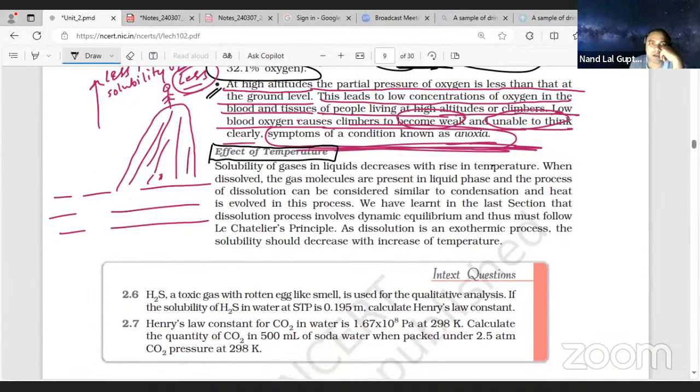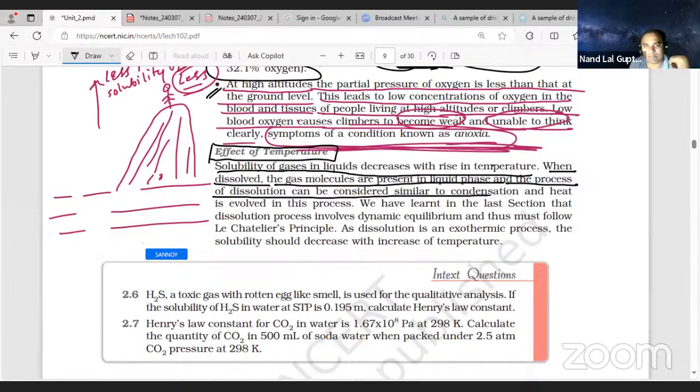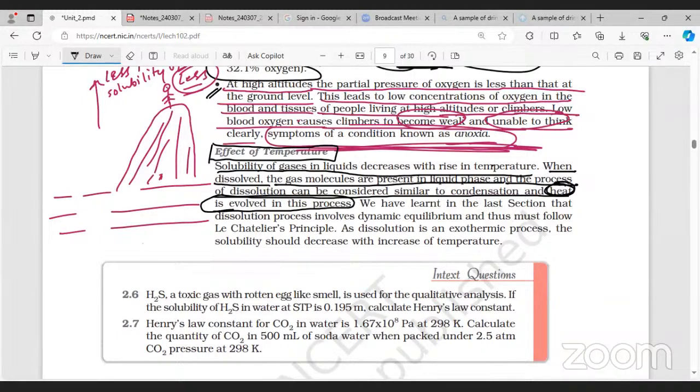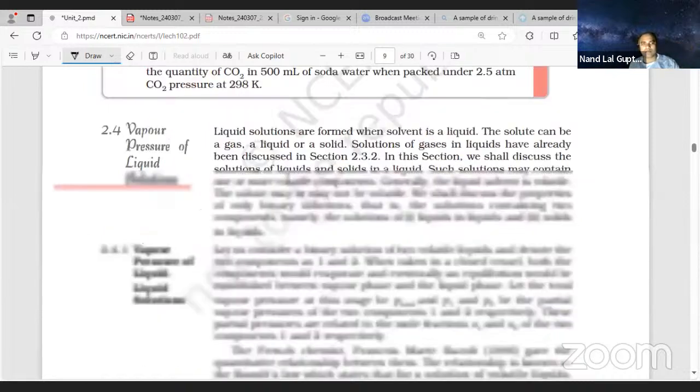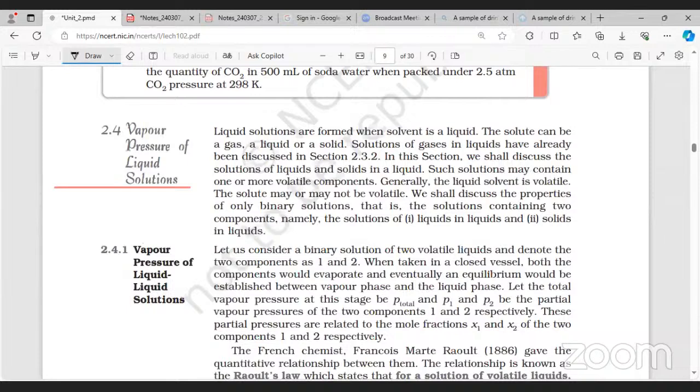So here is the effect of temperature. Once more you read here. Solubility of gas in liquid decreases with rise in temperature. When dissolved, the gas molecules are present in liquid phase, and the process of dissolution can be considered similar to condensation, and heat is evolved in this process. What are they saying? Heat is evolved. Exothermic. We have learned in the last section that the dissolution process involves dynamic equilibrium and thus must follow Le Chatelier's principle. As dissolution is an exothermic process, the solubility should decrease with increase in temperature. Is it okay? Yes. Okay.